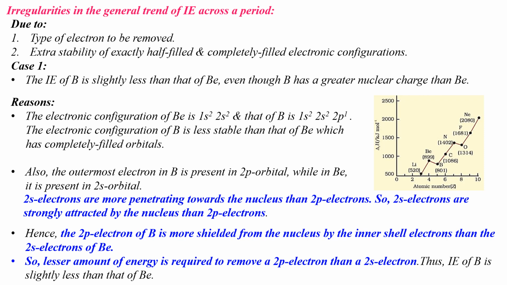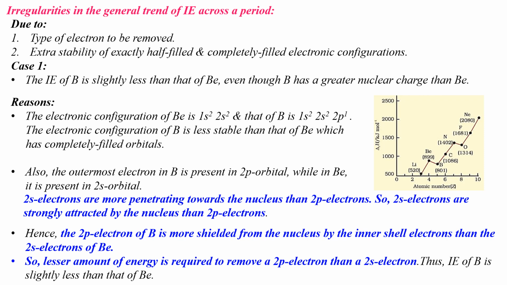There are some elements which show irregularities in this general trend. These are due to type of electron to be removed and extra stability of exactly half-filled and completely filled electronic configurations. Students, let us now deal with two cases that would help us understand the irregularities exhibited by certain second period elements. Case 1. The ionization enthalpy of boron is slightly less than that of beryllium, even though boron has a greater nuclear charge. This is due to the following reasons.